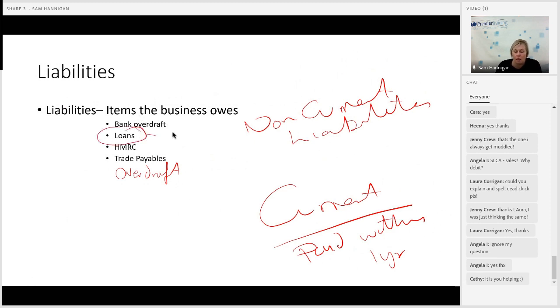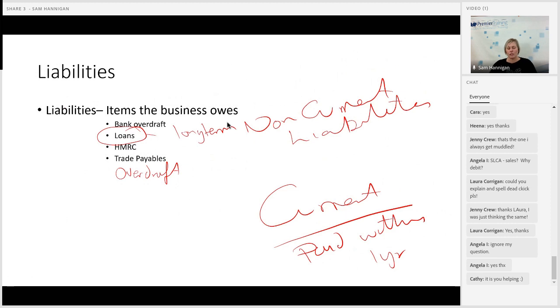Loans, as long as they're long term. If it's going to be paid back over, say, 5 years, it'd be a non-current liability. If it's going to be paid back in 12 months, it'll become a current liability.